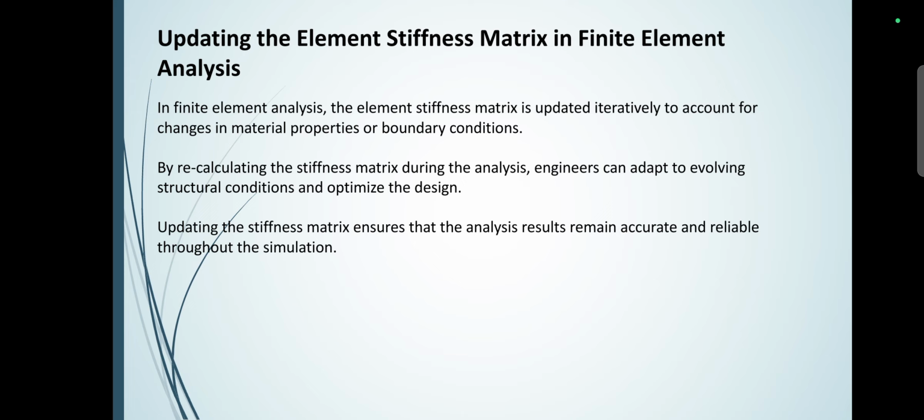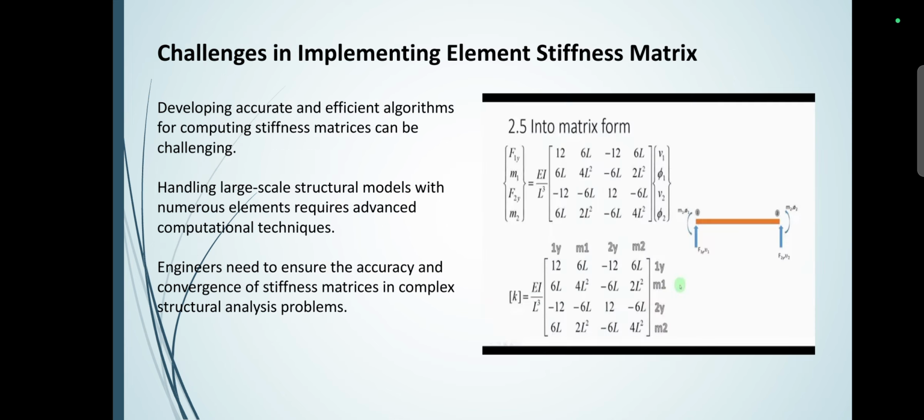Updating the element stiffness matrix in a finite element analysis. In finite element analysis, the element stiffness matrix is updated iteratively to account for changes in material properties or boundary conditions. By updating the stiffness matrix during the analysis, engineers can adapt to evolving structural conditions and optimize the design. Updating the stiffness matrix ensures the analysis results remain accurate and reliable throughout the simulations.